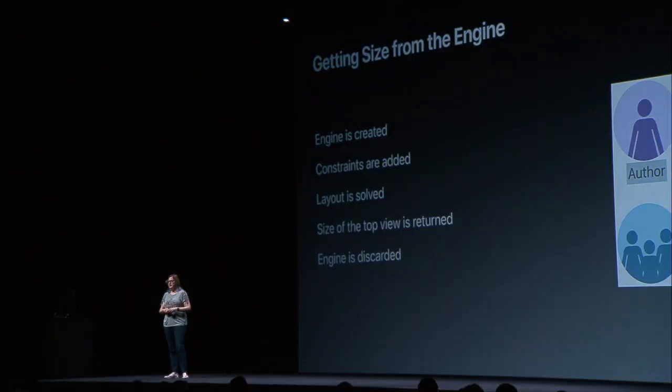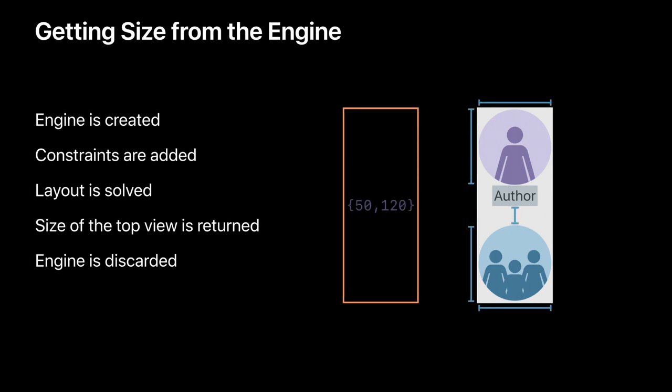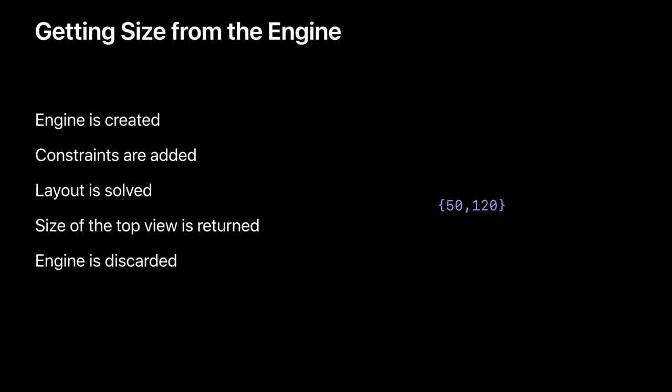I want to tell you how this method works, because it might be a little more expensive than you think. When you call system layout size, fitting size, an engine is created. Constraints are added to this engine. The layout is solved. And then the size of the top view's frame is returned, and then the engine gets discarded. So each time you call this method, an engine is being created and discarded. While this is fine for small uses, if you're doing it a lot, you can see how it might start to build up over time. So be cautious when calling system layout size, fitting size.